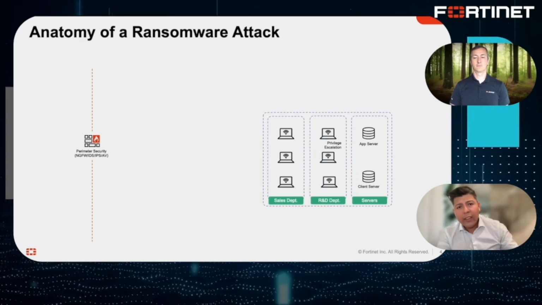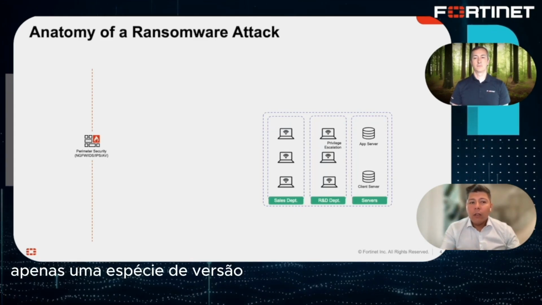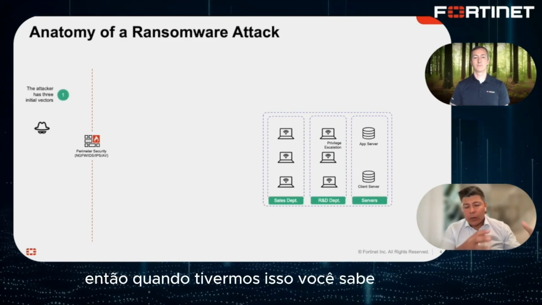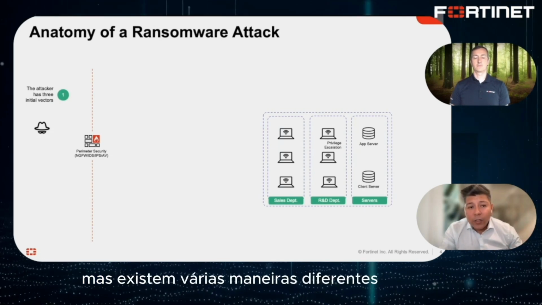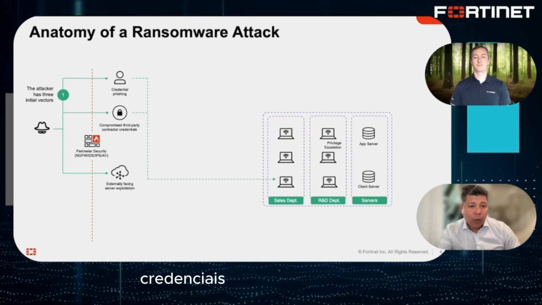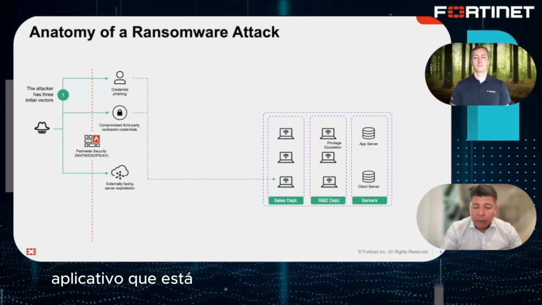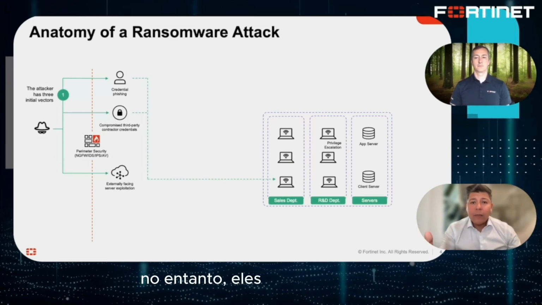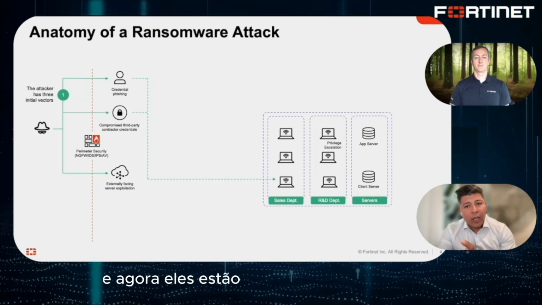Here is something very simple, a generic version of a ransomware attack. The attacker has a number of different ways that they can get in. This one shows credential phishing or compromised third-party credentials, maybe some externally facing server application that's misconfigured, or they could be using an initial access broker. However they get in, they have bypassed our perimeter security defenses, and now they're inside the network.